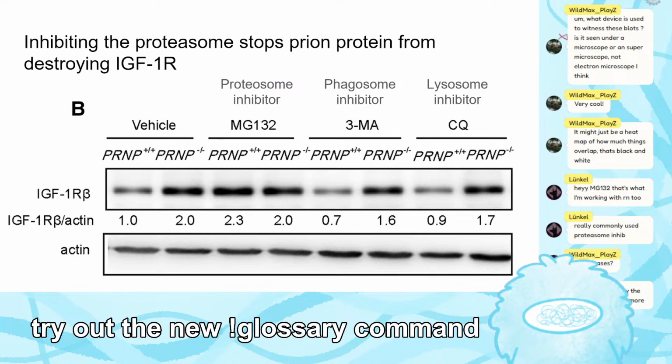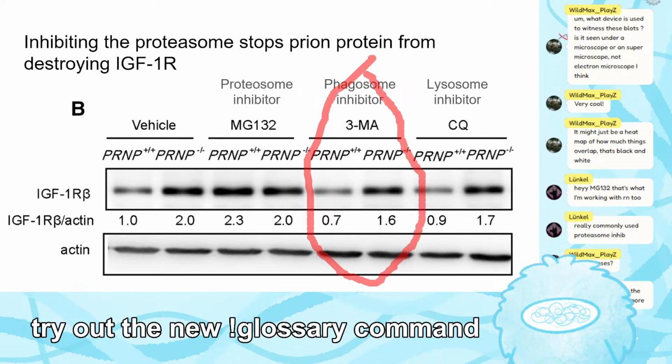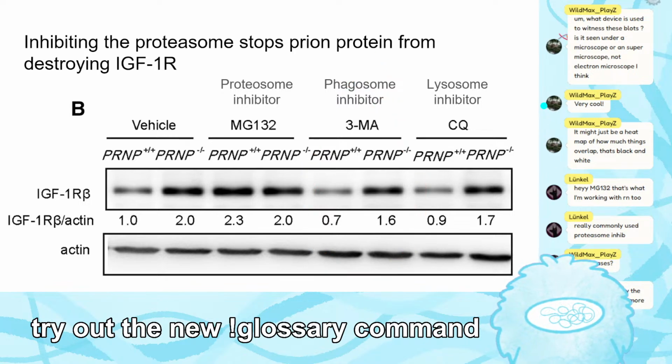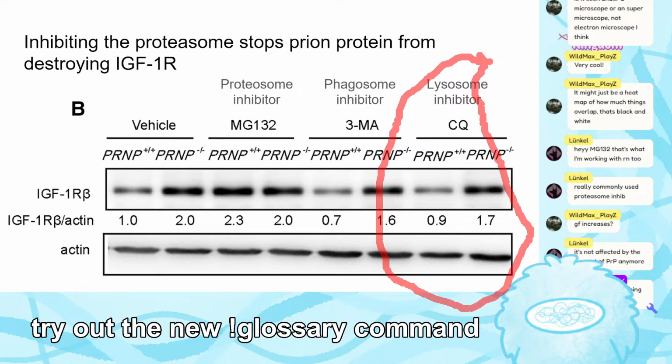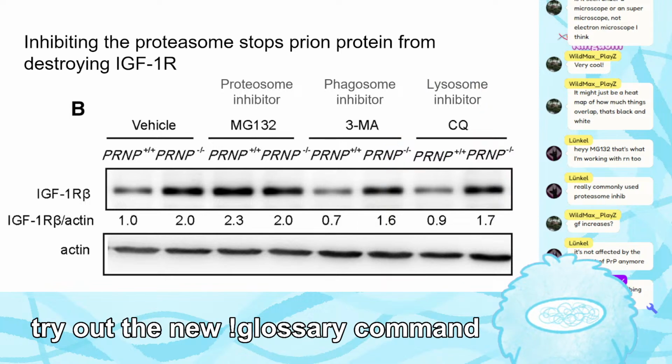So if you inhibit the phagosome, you still see that same relationship. Yes prion, no prion, you get that same change. Similarly, the lysosome, that's the other half of the phagolysosome, they don't appear to change the relationship of prion protein and the growth factor receptor.